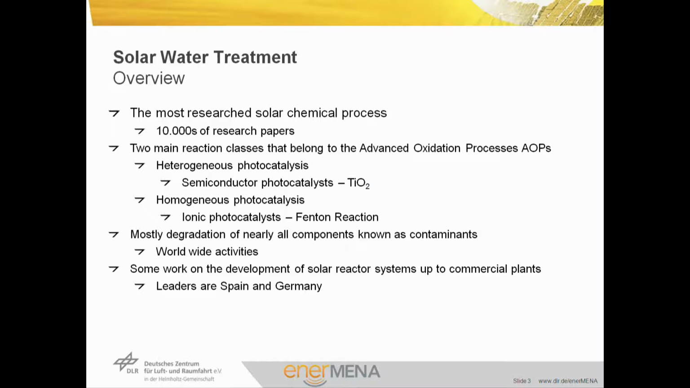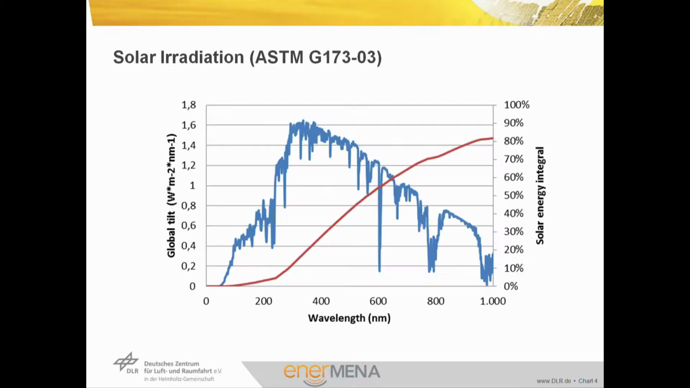However, the development of the plants is rather limited, and there are two main groups working on it in Spain and Germany. The problem of solar water treatment is that for all these photochemical effects, we only can use the energy-rich part of the solar spectrum. So classical photocatalysts only use the UVA part of the light. And the development of these catalysts must be that we can use even a wider part of the solar spectrum, up to 400 or maybe even above 500 nanometers, so that the efficiency of the processes improve.